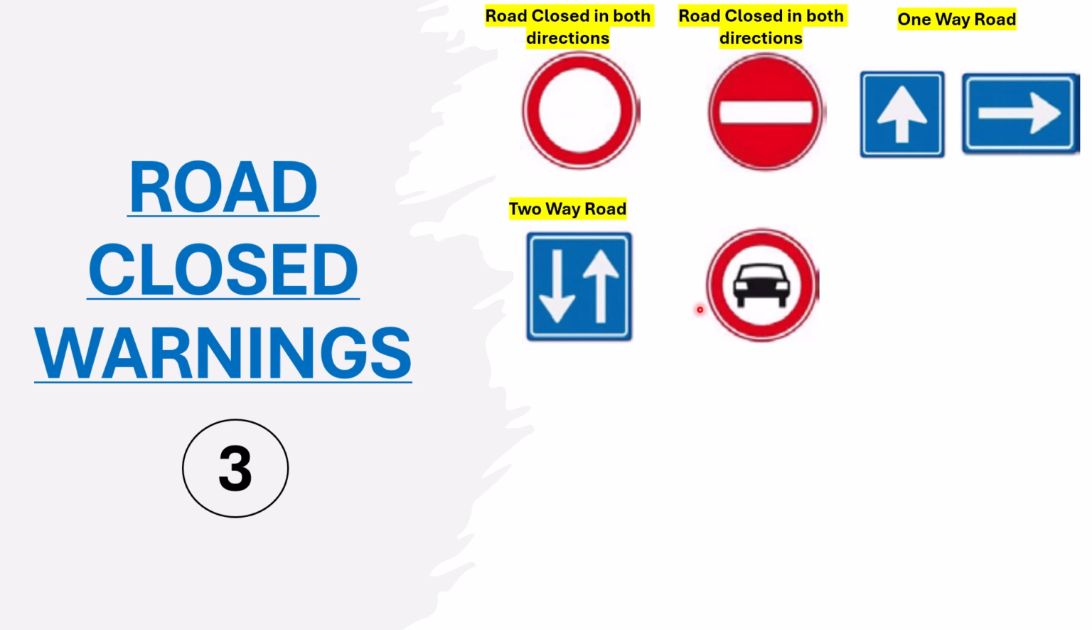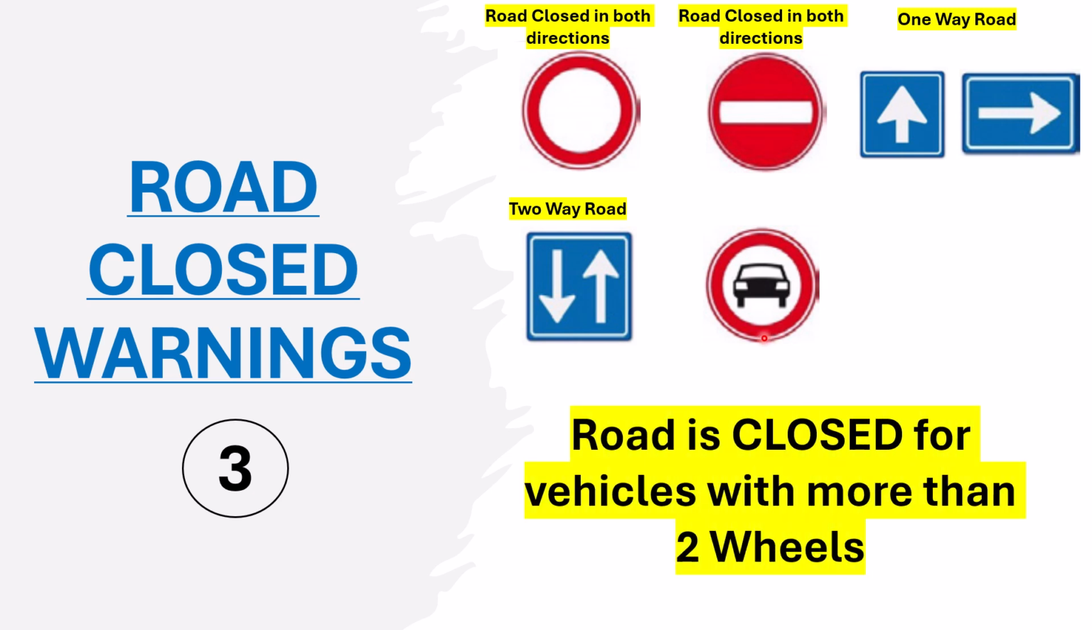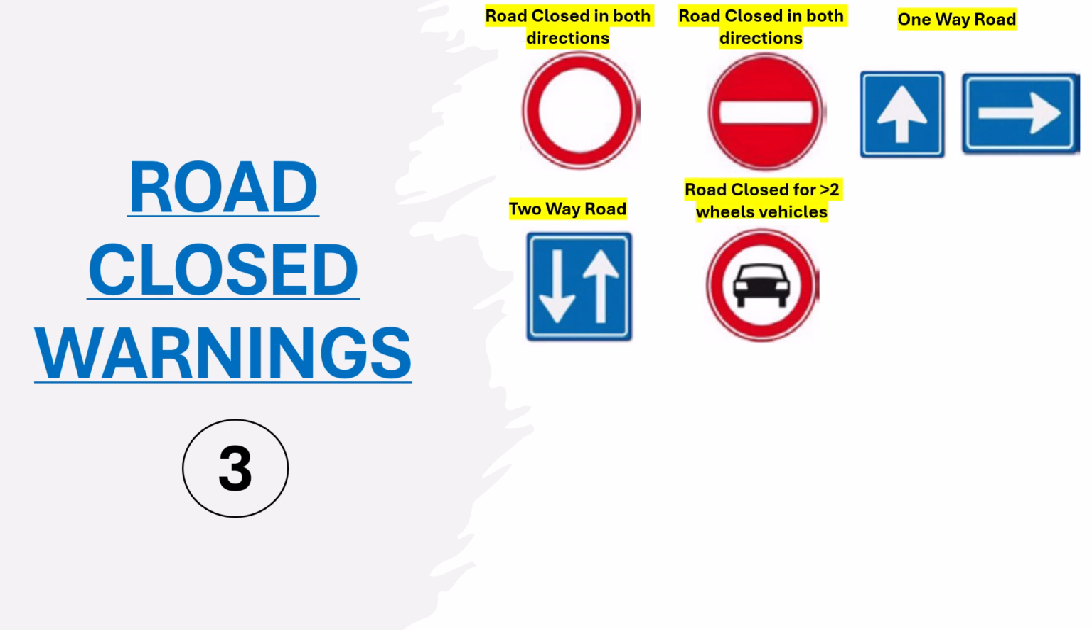This signboard is a warning sign, the road closure sign. This is a picture of a car, and a car is composed of 4 tires. So this means that this road is closed for the vehicles which have more than 2 tires. So all the vehicles which have 3 tires, 4 tires or more than 4 tires, that road is closed for them.